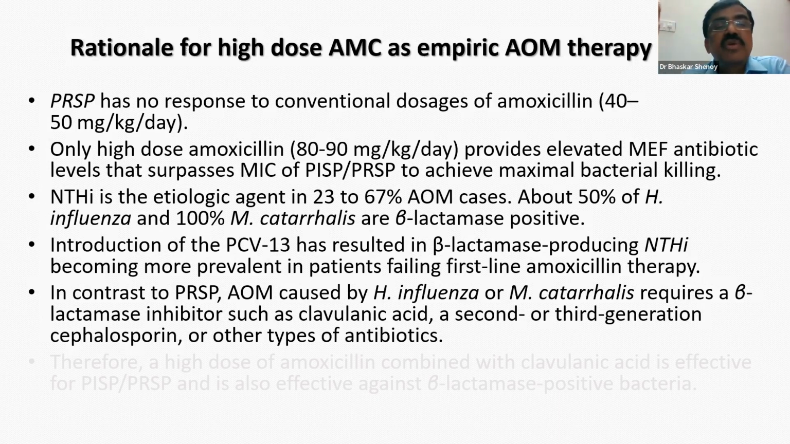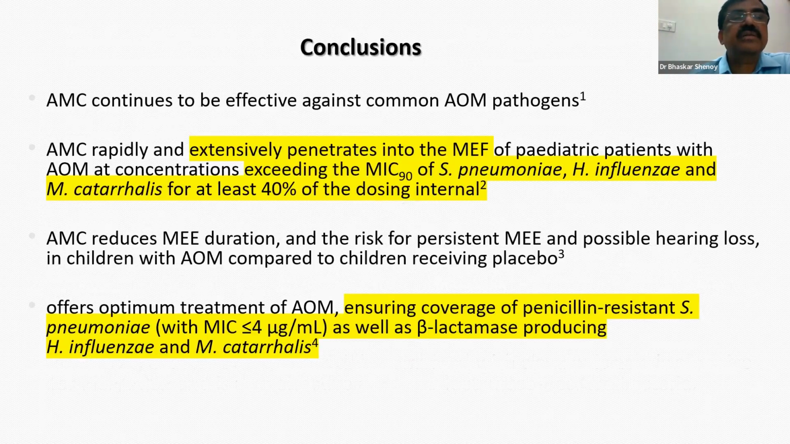Non-typeable Haemophilus influenzae is responsible for AOM in nearly 50% of the cases. And as I told, about 50% of the H. influenzae and 100% of the Moraxella catarrhalis are beta-lactamase positive. In contrast to penicillin-resistant Streptococcus pneumoniae, AOM caused by H. influenzae and Moraxella requires a beta-lactamase inhibitor such as clavulanic acid, a second or third generation cephalosporin, or other antibiotics.